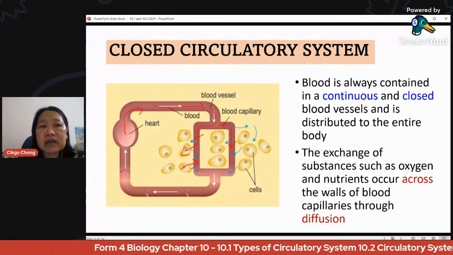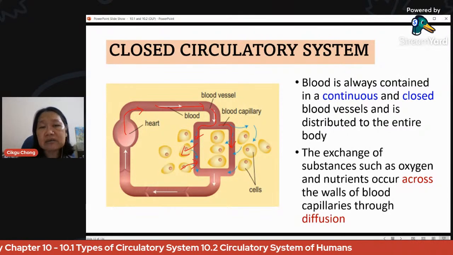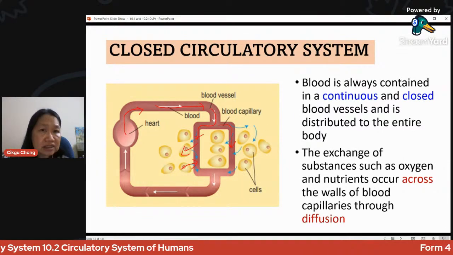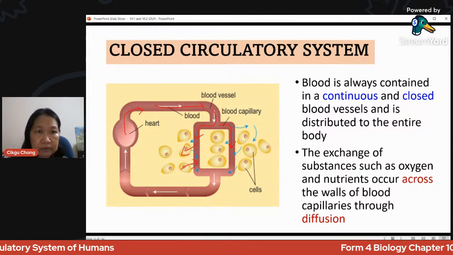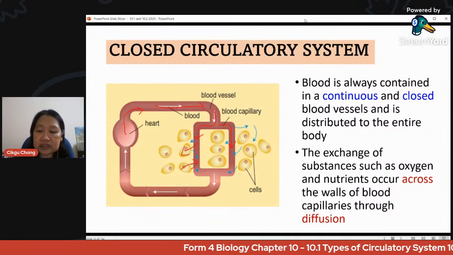Okay, so that's why we call it a closed circulatory system. After that, this blood will flow back into the heart. Okay, and then it gets pumped again. All right, clear? So you need to make a distinction between closed and open. So that is one important difference. Okay, right. Let's look at the next one.